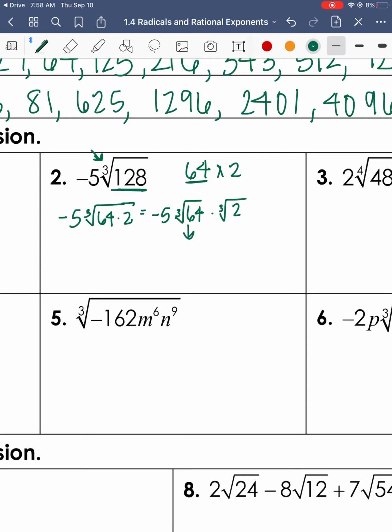And then we'll simplify this. This can be simplified to 4. And then so we'll have -5 times 4 times the cubed root of 2. Then we'll just combine these like terms, -20 cubed root 2. That is simplified. 2 is not a perfect cube, so it's going to stay under that radical like that.